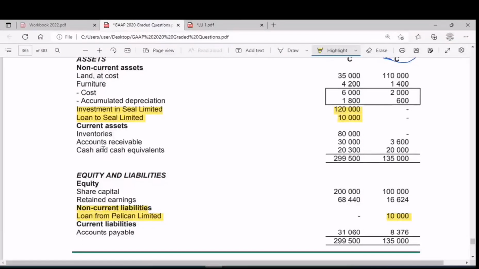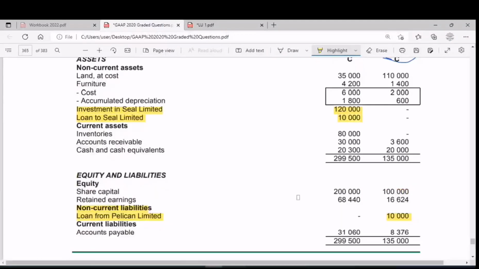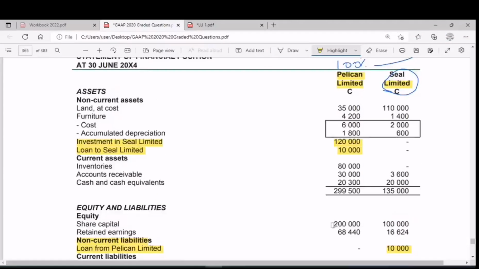There is no inventory, account payables, and whatever. There is even a share capital for both companies. So uPelican amashares akhe our issue ishile aswazi mangaki.